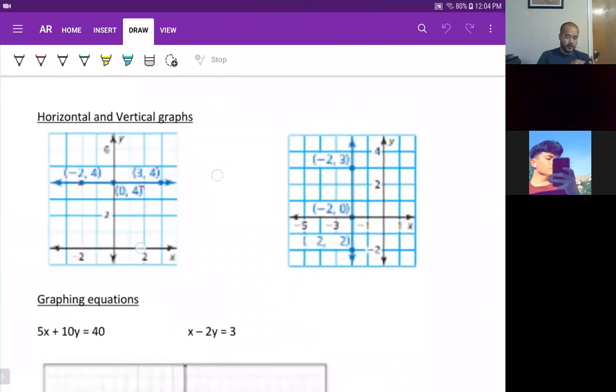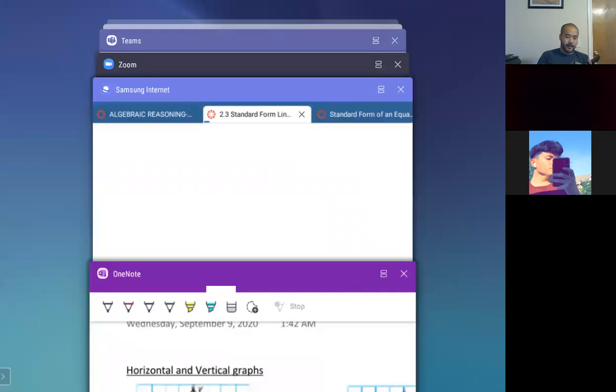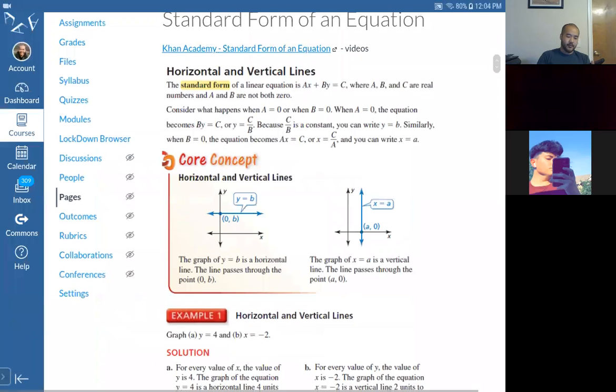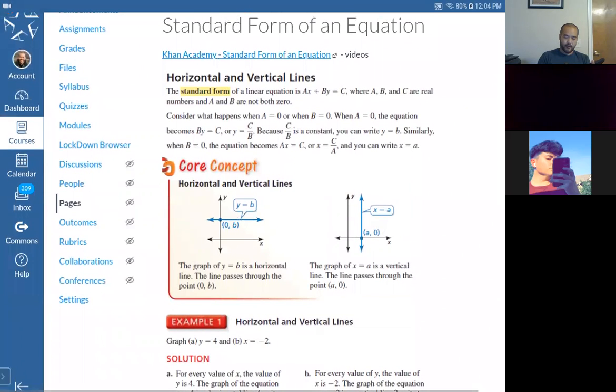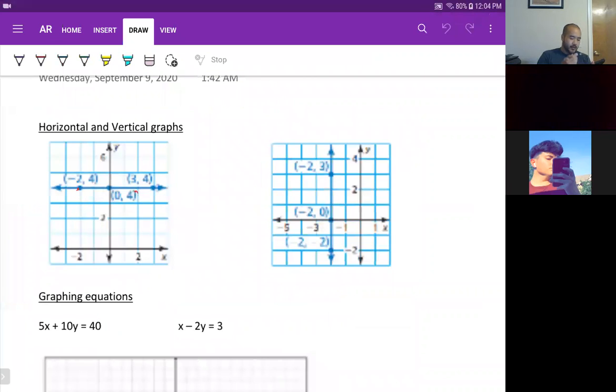Okay, horizontal vertical graphs. Pretty straightforward. Right here on the notes, if it's a y equals, it's horizontal. If it's an x equals, it's a vertical. So this one here is horizontal. That means it's going to be a y equals equation. This one here is vertical. It's going to be an x equals equation.